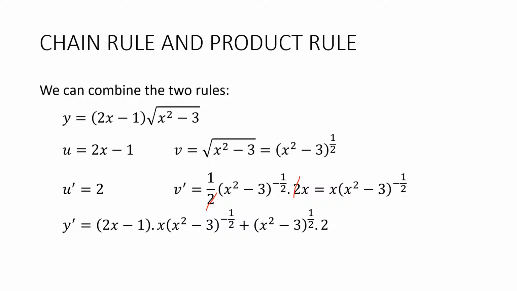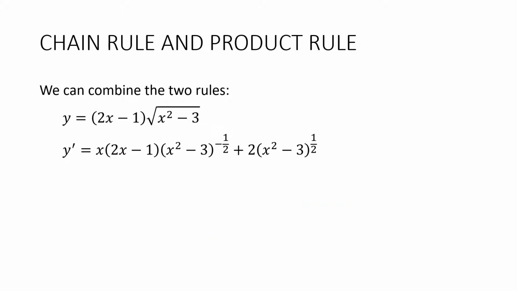So y dash will be u, don't forget to put that in brackets. That's a really common error, by the way. So u dv, see how I've just written it there, plus v du. Now again, we can just bring this x out the front and this 2 out the front here and leave it like that. That's fine. If you want to go further, I'm going to further simplify it on the next page. You can ignore it if you want to.